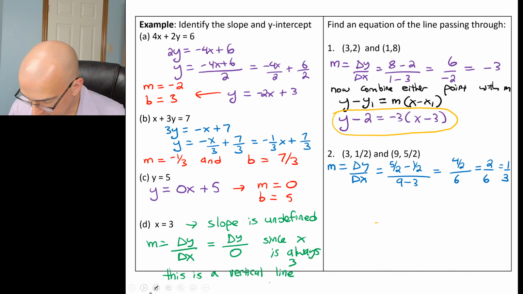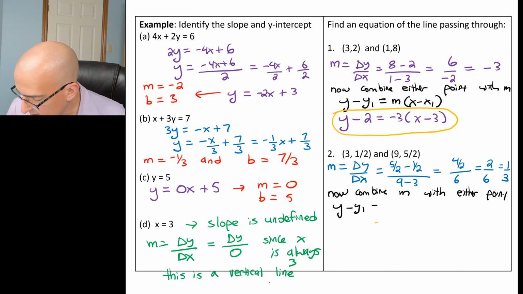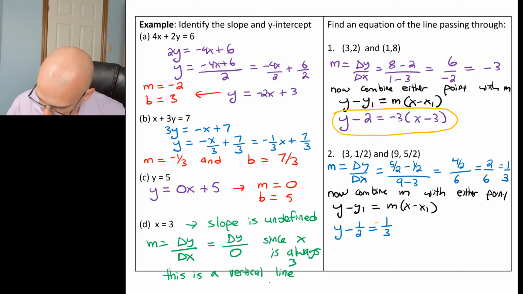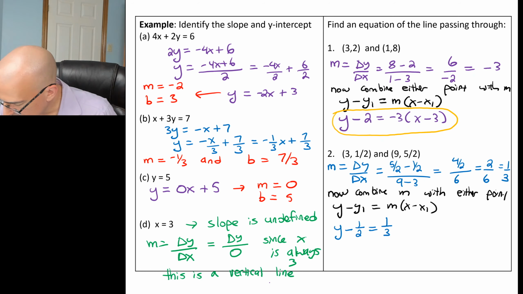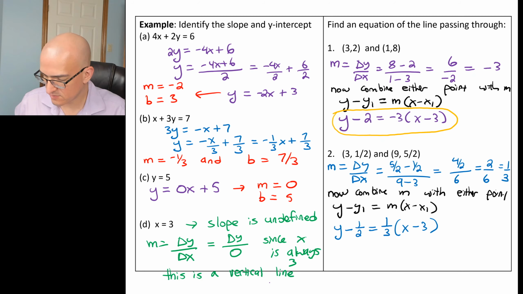Now combine with either point and the slope. y minus y1 equals m times x minus x1. So y minus the y value of the first point, 1 half, equals the slope m, 1 third, times x minus the x coordinate, x minus 3. And that's it. Circle that.